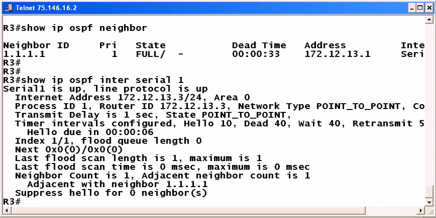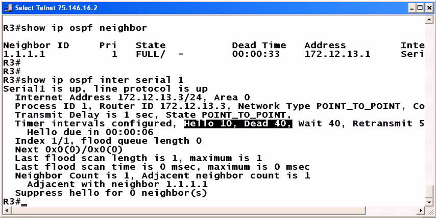Well, you can see here we've got area 0, network type point to point. You see the process ID and the RID of the local router. The timer intervals are what we expect them to be, 10 and 40. You know the rules about those, or you definitely need to learn them before you take your exams, and how to change those. And you see the neighbor count, the adjacent with neighbor 1.1.1.1. So everything looks good here. You know, the adjacency is up, so everything seems to be fine.